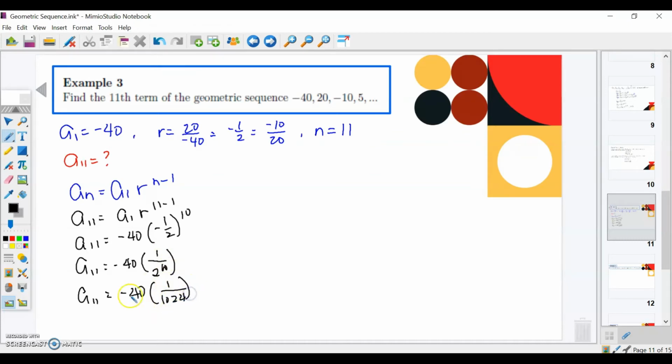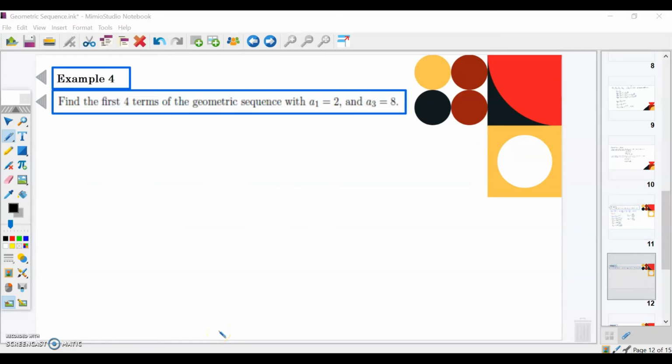1024. Now, multiplying negative 40 and 1 over 1024, we will have negative 40 over 1024. Simplifying the fraction by dividing by their GCF, which is positive 8, we will have negative 5 over 128. And this is now the 11th term of the geometric sequence. Now, let's consider another example. So let's have example number 4.